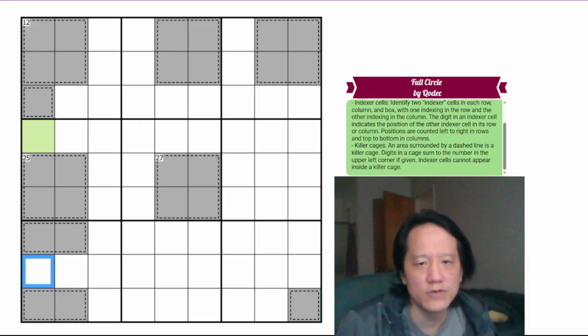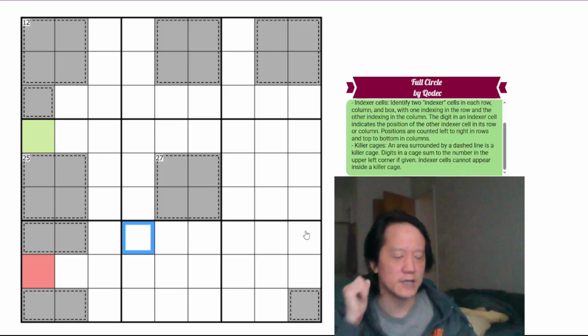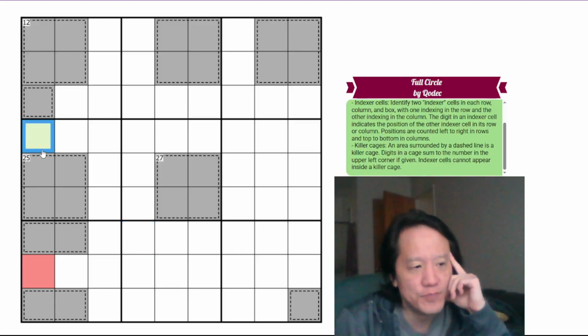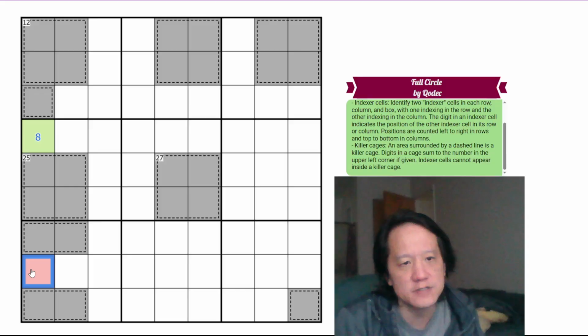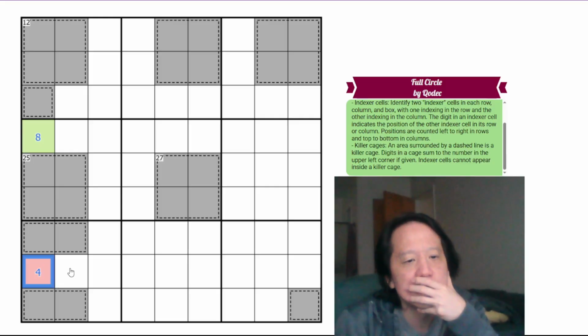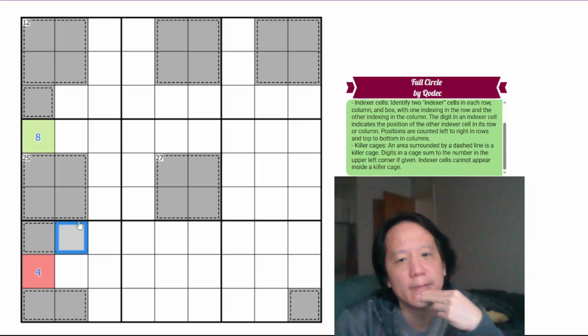So we're going to make one of them green and one of them red, because obviously one set is pointing to one and the other one's pointing to another. If this is, okay, so if this is the column 1, it must be pointing to 8. So this would be 8 in that instance. If this is the column 1, it must be pointing to 4. Huh. So either this is 4 pointing to this, or this is 8 pointing to this one. Okay.